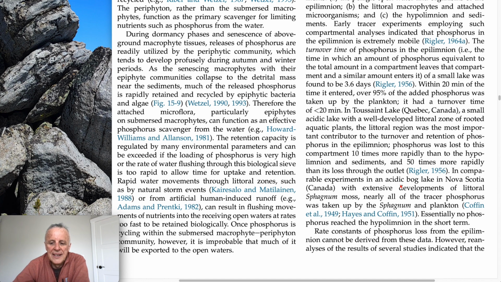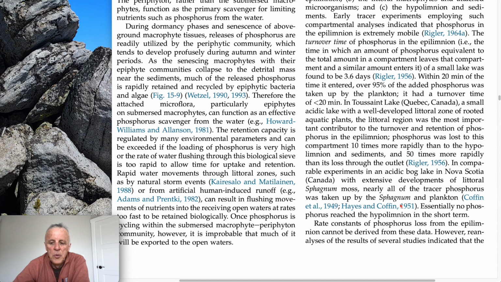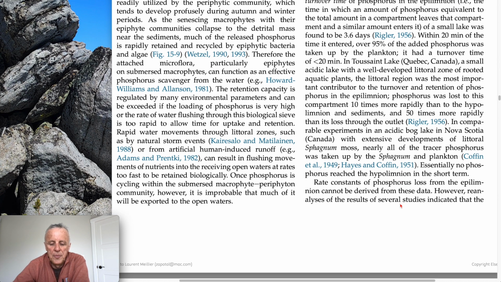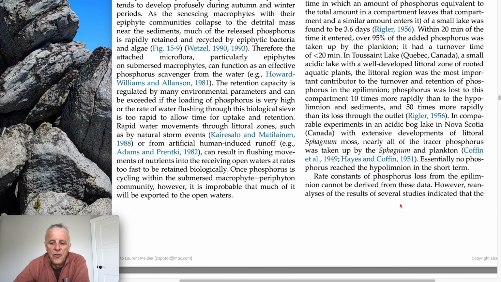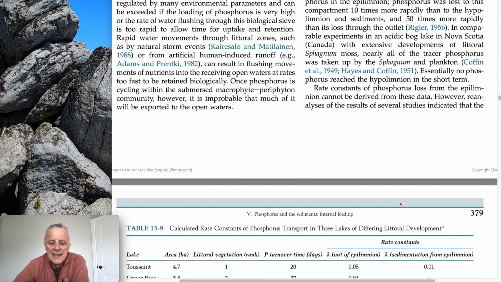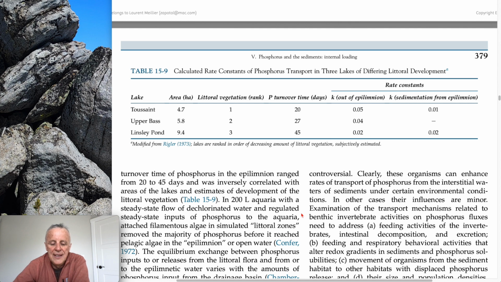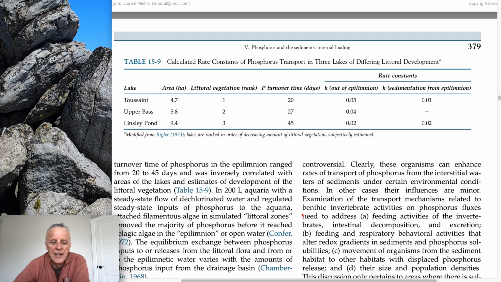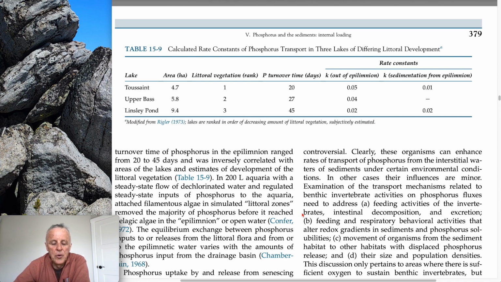In a comparable experiment in an acidic bog lake in Nova Scotia, with extensive development of littoral sphagnum moss, nearly all of the tracer phosphorus was taken up by the sphagnum and plankton. Essentially no phosphorus reached the hypolimnion in the short term. Rate constants of phosphorus loss from the epilimnion cannot be derived from this data. However, reanalysis of the results of several studies indicated that the turnover time of phosphorus in the epilimnion ranged from 20 to 45 days and was inversely correlated with areas of the lakes and estimates of development of the littoral vegetation.